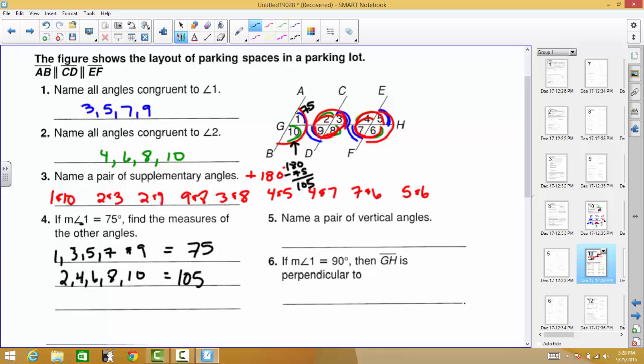Now it says name a pair of vertical angles. So, these right here are vertical angles. They share 2 lines, and that's what makes them vertical angles. So 2 and 8, and 3 and 9 are also vertical angles, sharing those 2 lines. And then 4 and 6, and if you can see on all this markings, 5 and 7.